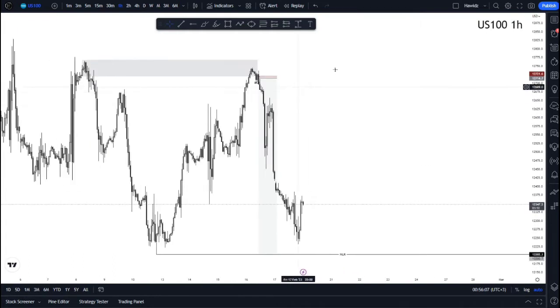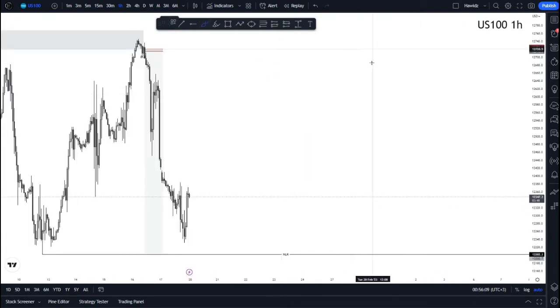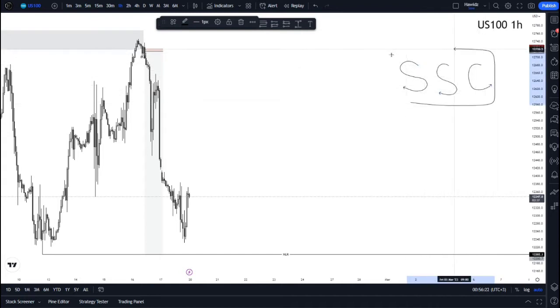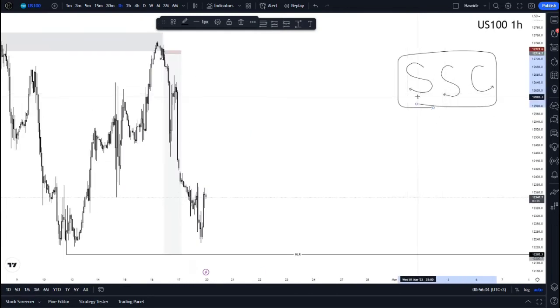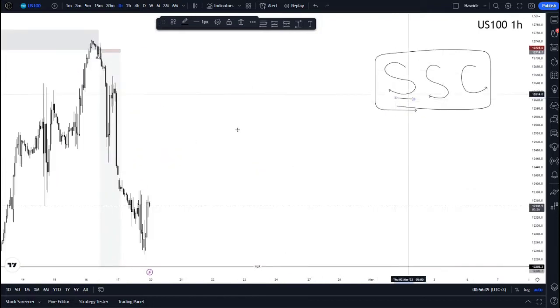First and foremost, we have our major things to look at in every particular market: the structure, the S&D, and of course the confirmation. These are the three things we're always looking for. With a strategy like this, first we need to see structure. We need a structural narrative from which we want to trade.